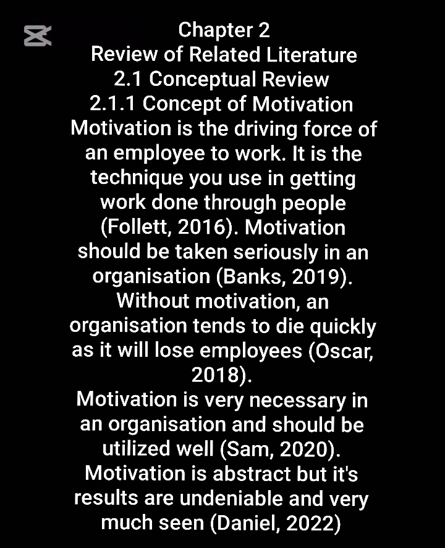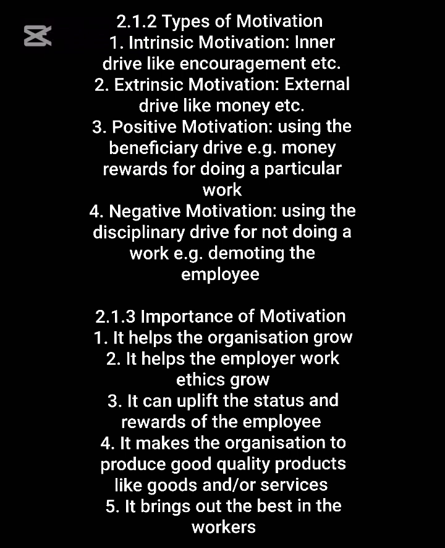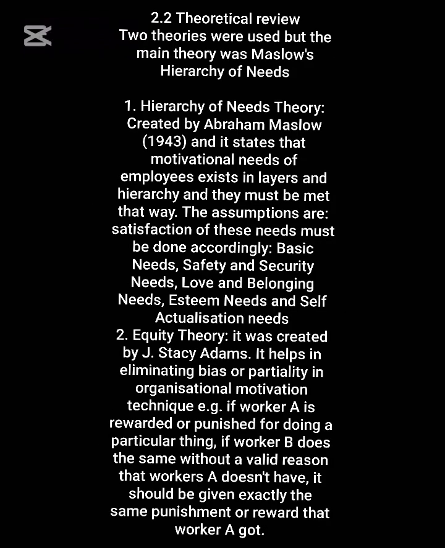So that is 2.1. You can see it has stories, and they have in-text citation, meaning names in brackets and the years. Now, you see what I talk about. We've entered 2.1.2, which is still under chapter 2, review of related literature, types of motivation. Then we enter 2.1.3, importance. So it's like that. Then now we are entering theoretical review.